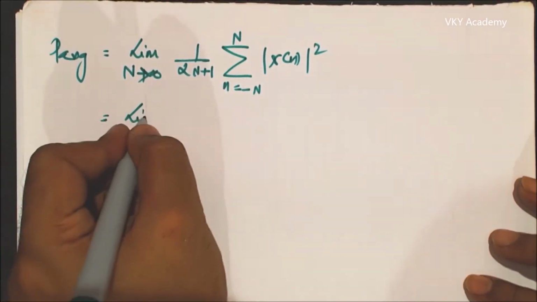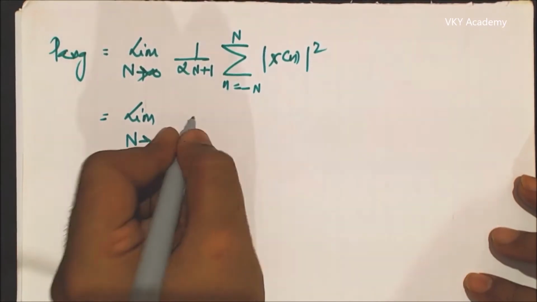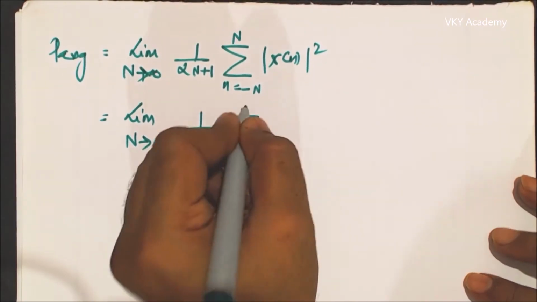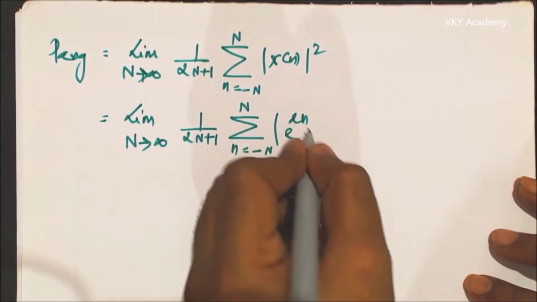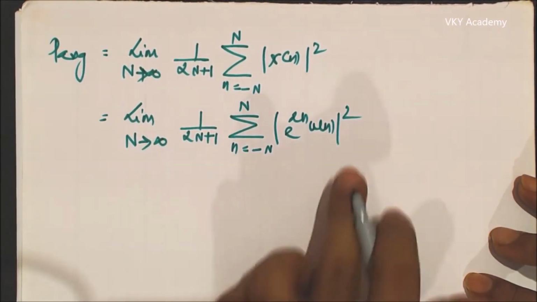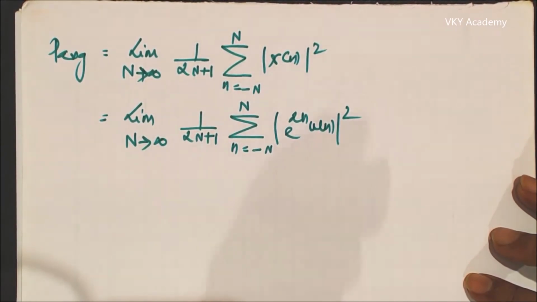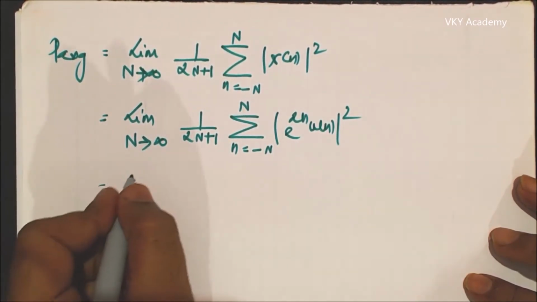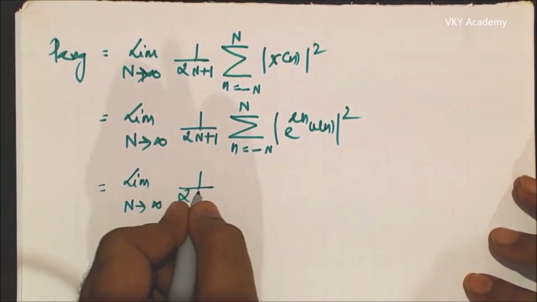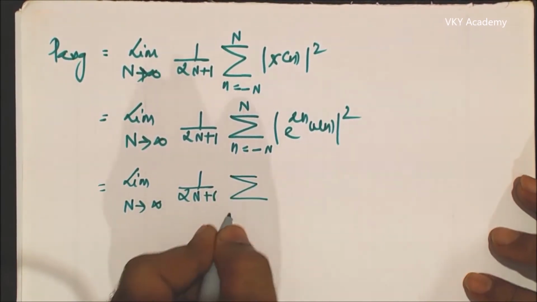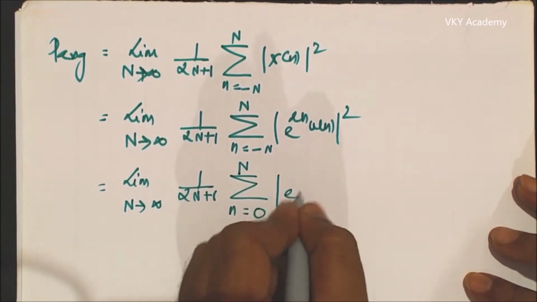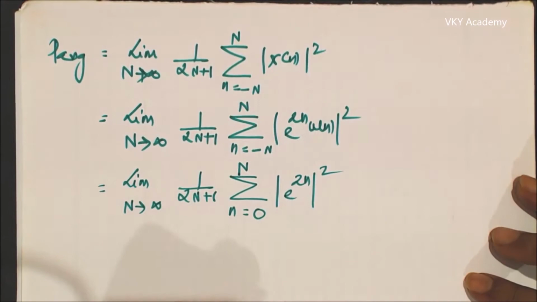So my function is e to the power 2n u of n square. And as we discussed already that u of n is a unit step function and it is always equal to 1 between 0 to infinite. So I can write limit capital N tends to infinite 1 upon 2N plus 1 summation n equal to, my limit will be 0 to capital N, and it will be e to the power 2n square.